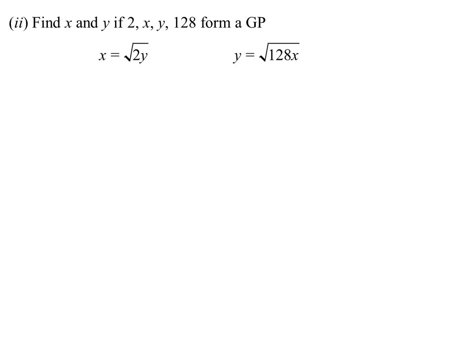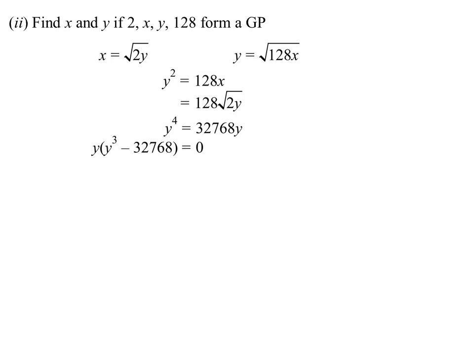Again, I've got simultaneous equations. y squared, if I square that, I'll get 128x. Substitute the x in. I now know y squared is 128 times the square root of 2y. I'll get rid of the square root by squaring again. I've got y to the power of 4 is equal to 32,768. y, we have this to solve. 2 possibilities. One is y equals 0. That's a bit strange. The other one's y equals 32.